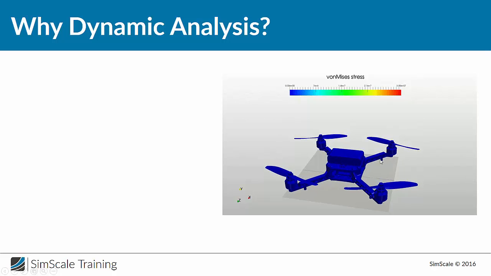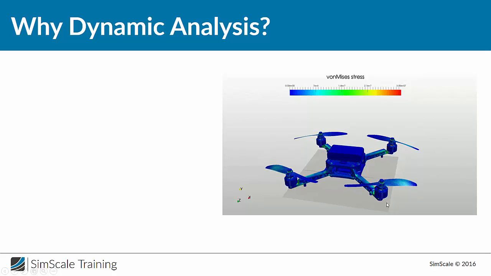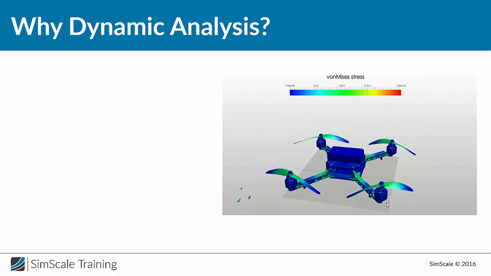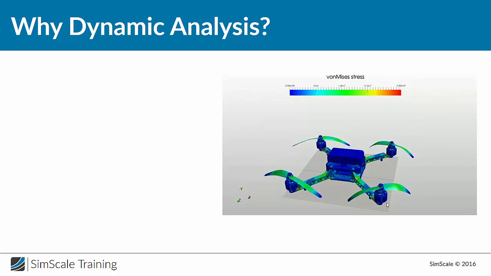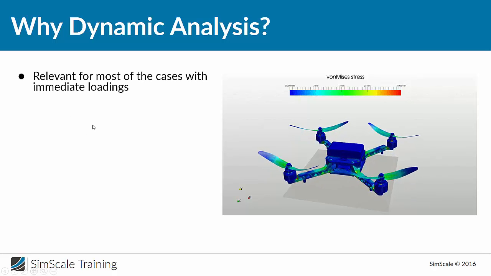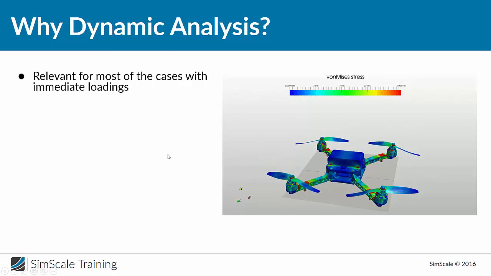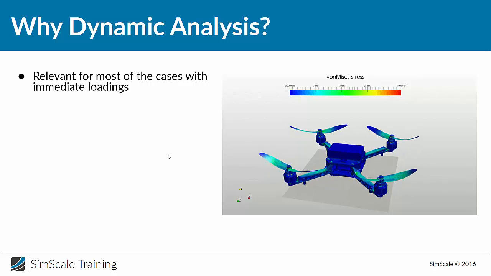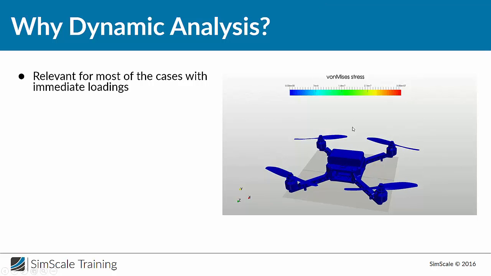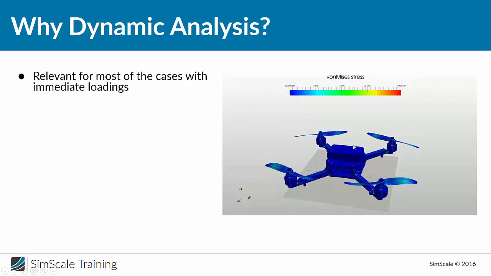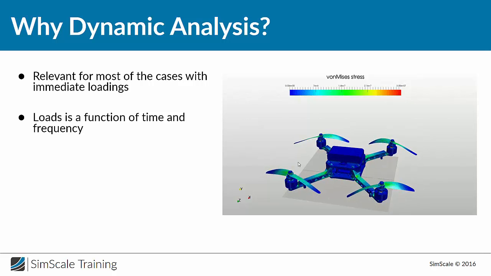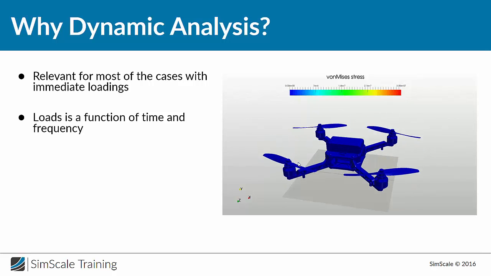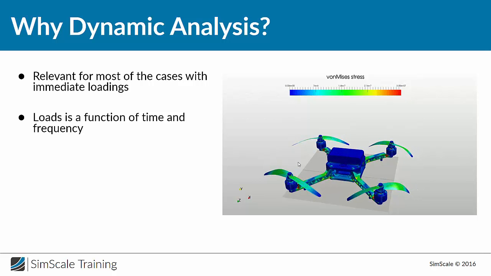In the right corner, you can see an animation of a simulation we made for our drone workshop. This is a simulation of a drop test of a drone. You can see how the drone hits the floor, and then the surface of the drone is colorized by the von Mises stress, where red is a very high stress and blue is no stress. As I mentioned, this is a very good example. Basically, we need dynamic analysis everywhere we have cases with immediate loading, so with fast-changing loads and boundary conditions. In this case, you can really see it. Until the drone reaches the floor, we have nearly no stress inside the material. In that very short moment where it hits the floor, you have a massive increase of stress, especially in the drone arms. In a dynamic analysis, load is necessarily a function of time or frequency.